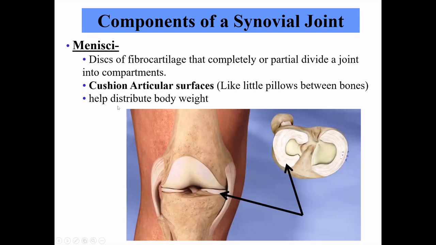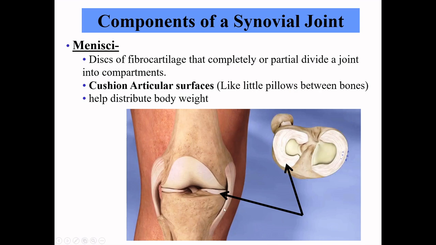Menisci, though, are little discs of fibrocartilage. So we're back to fibrocartilage again. Little discs of fibrocartilage that completely or partially divide a joint into compartments. They help cushion articular surfaces like little pillows between the bones, and they help distribute the body weight.